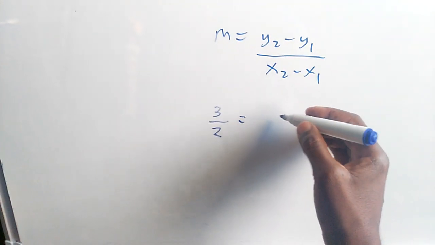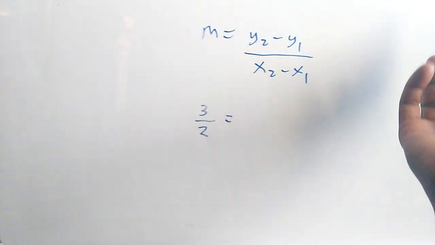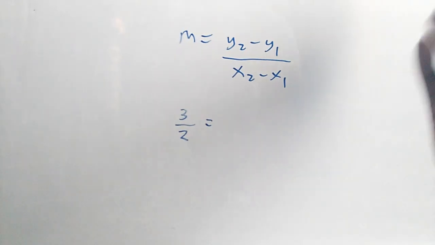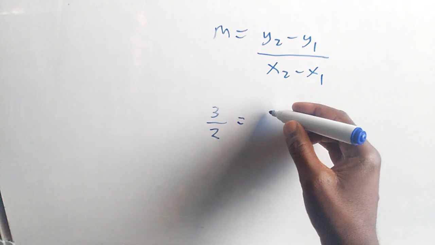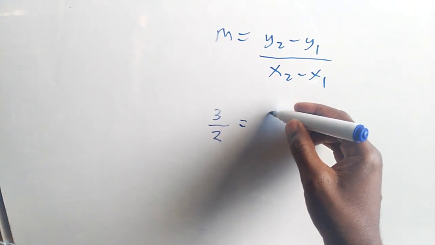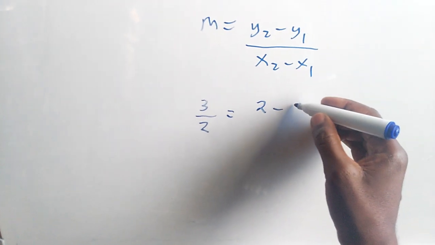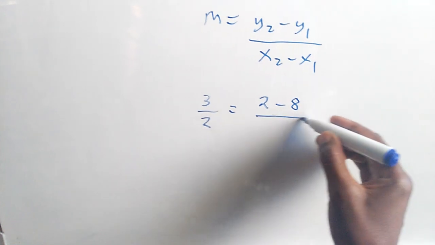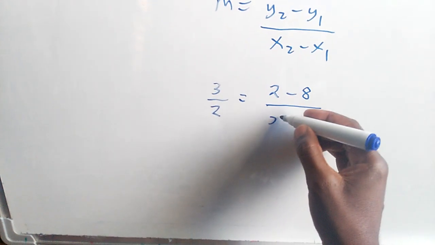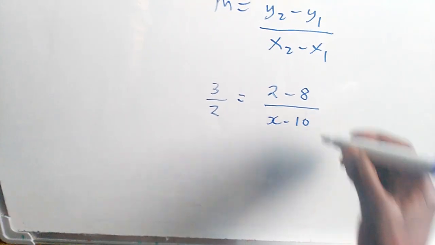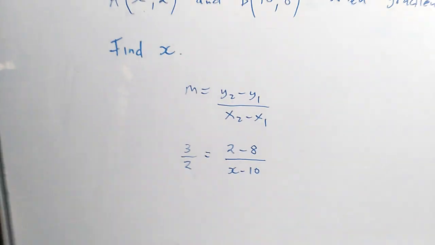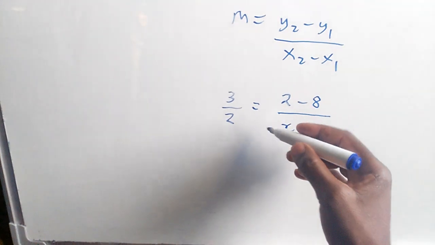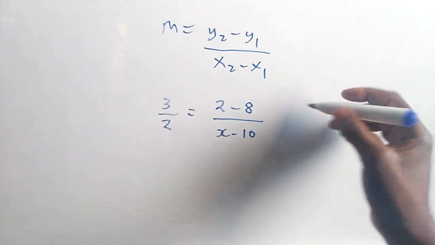And then we can take away whichever, starting from here, going the other way. I can say 2 take away 8 over X take away 10. And then this becomes an equation where we can solve for X. We can cross multiply. It will look like this.